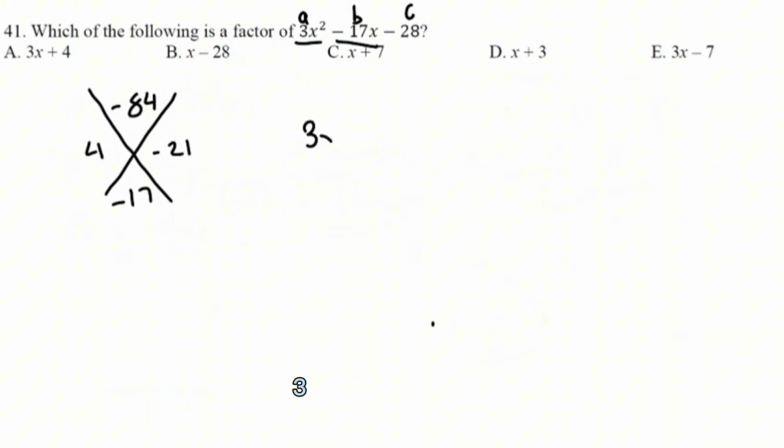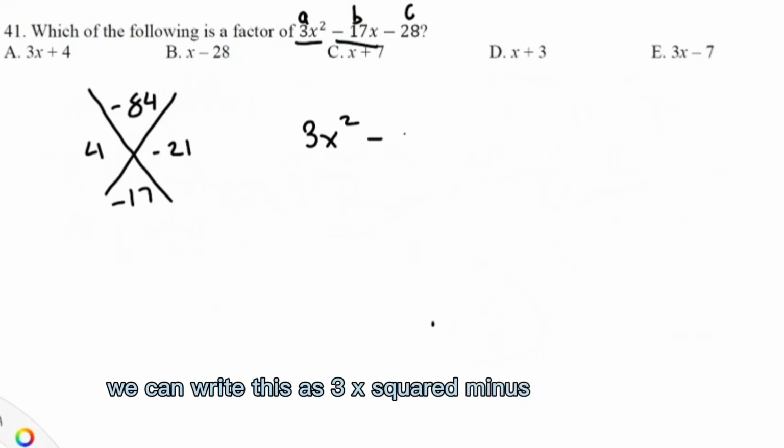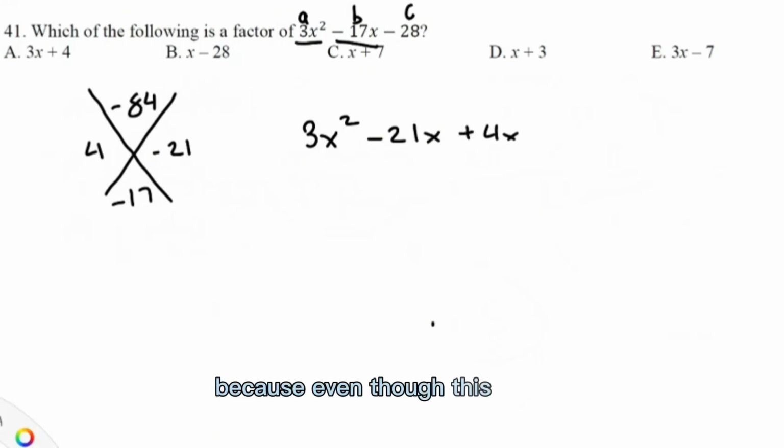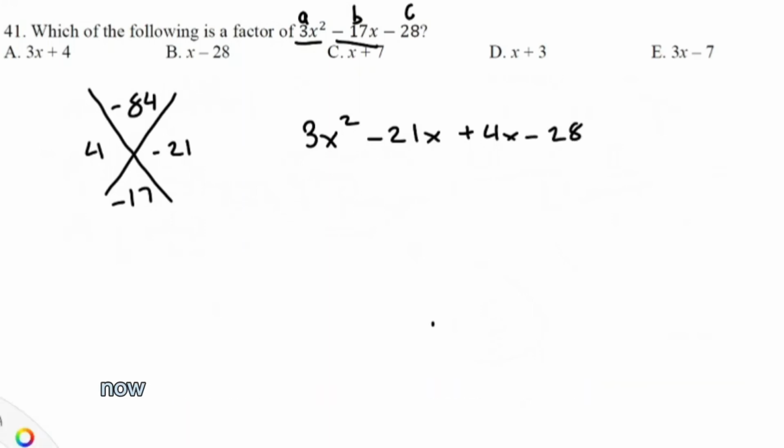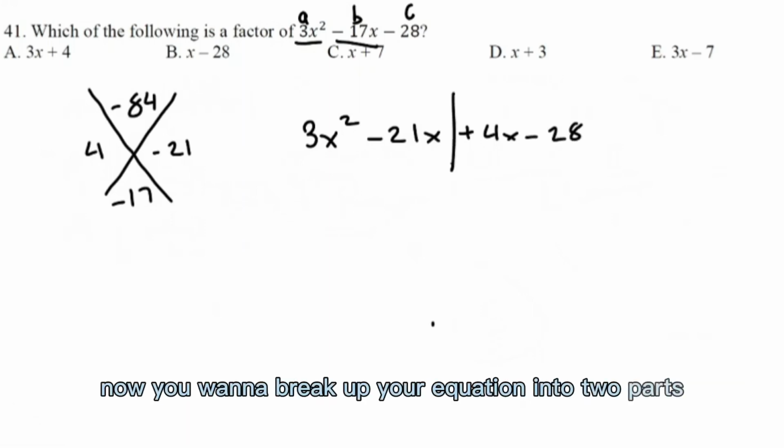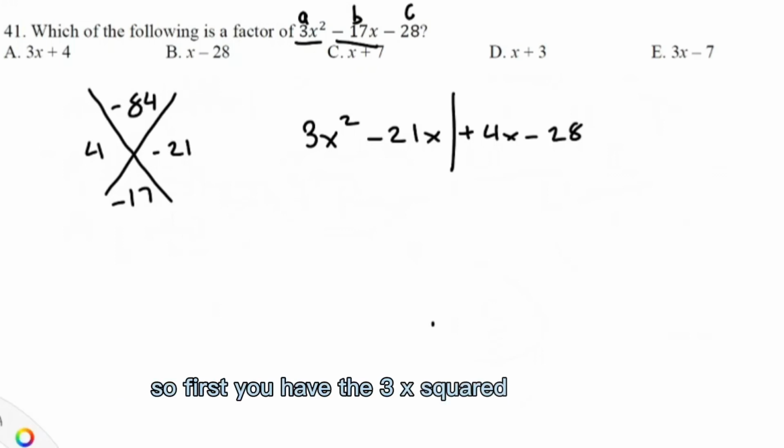Alright, now we can rewrite our quadratic equation as 3x squared minus, instead of using the negative 17x, we can write this as 3x squared minus 21x plus 4x, because even though this equals negative 17x in the long run, we can use this to solve the equation really easily. And then you have the minus 28. Alright, now you want to break up your equation into two parts. So first you have the 3x squared minus 21x and the 4x minus 28.